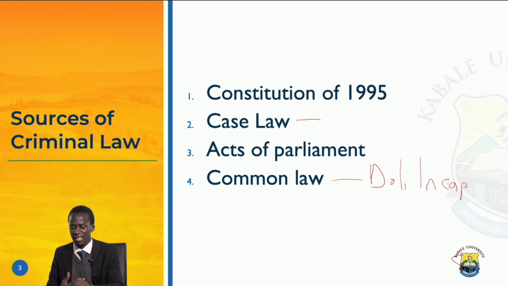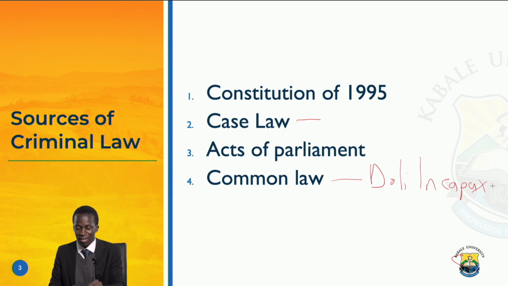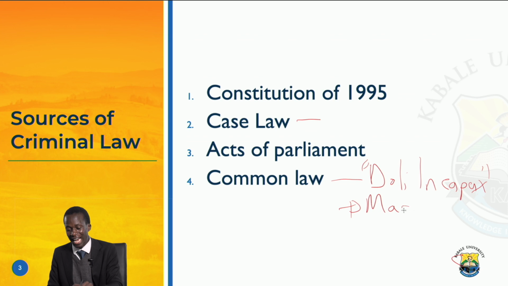Doli incapax is a phrase which talks about children. Children are not liable for their crimes. If a 3-year-old or a 2-year-old child gets a knife and throws it at you, you cannot take them to court. The word we use is doli incapax, meaning they are protected. But these are common law phrases. Another example of common law is what we call the M'Naghten rules. These are rules relating to insanity.